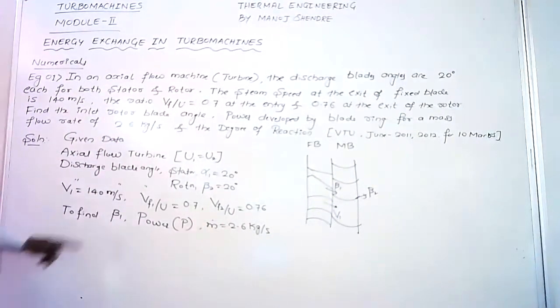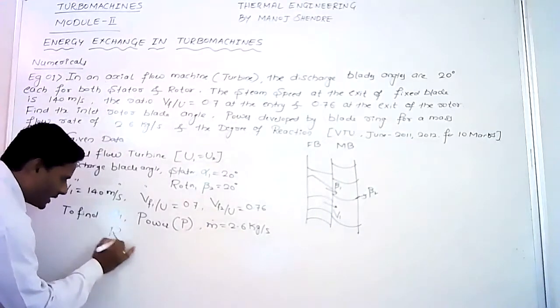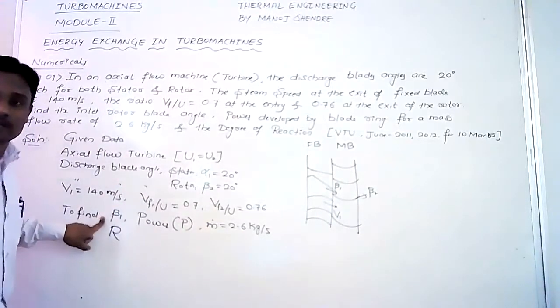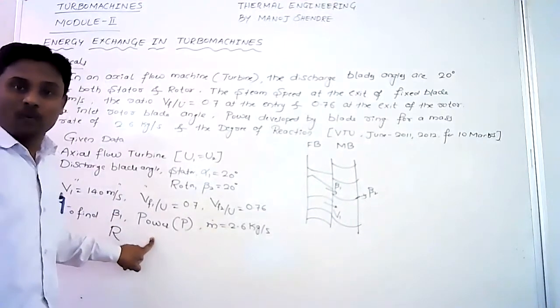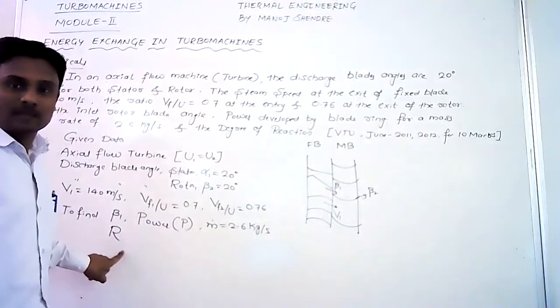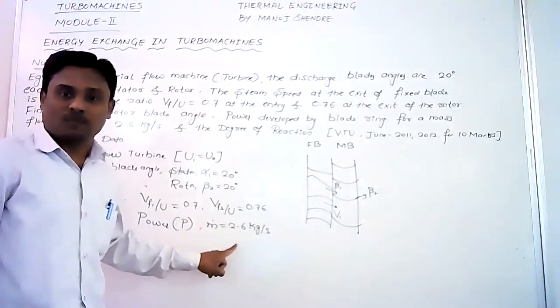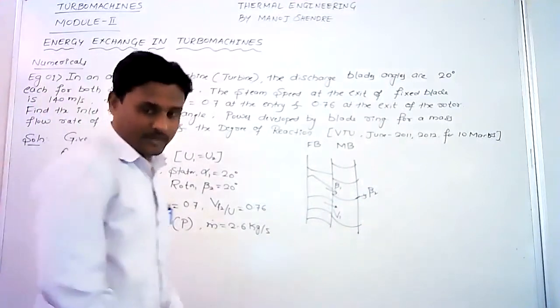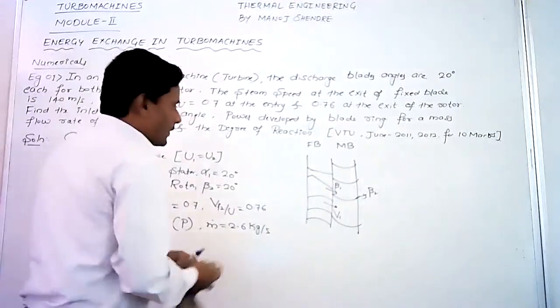And the last bit is to find the degree of reaction. In the first bit, the inlet rotor blade angle. In the second bit, the power developed by the blade ring. And in the third bit, the degree of reaction R, for the mass flow rate of 2.6 kg per second. The first and foremost task is to draw the velocity triangles.